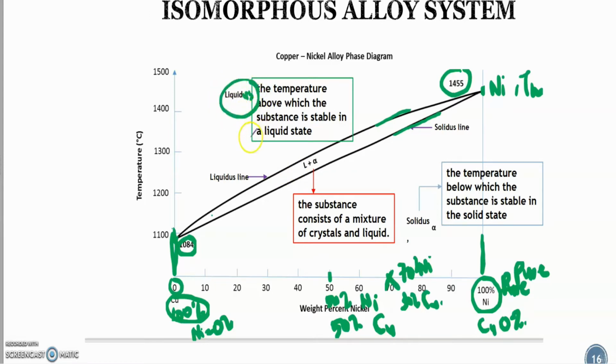Okay, liquidus. Liquidus is separating the liquid phase region. Ini liquid phase region kat atas ni, liquid phase region ataupun L, from the two phase region L plus alpha. Dia separate lah, kita asingkan daripada dua fasa kepada satu fasa. So fasa kat atas ni fasa liquidus lah.